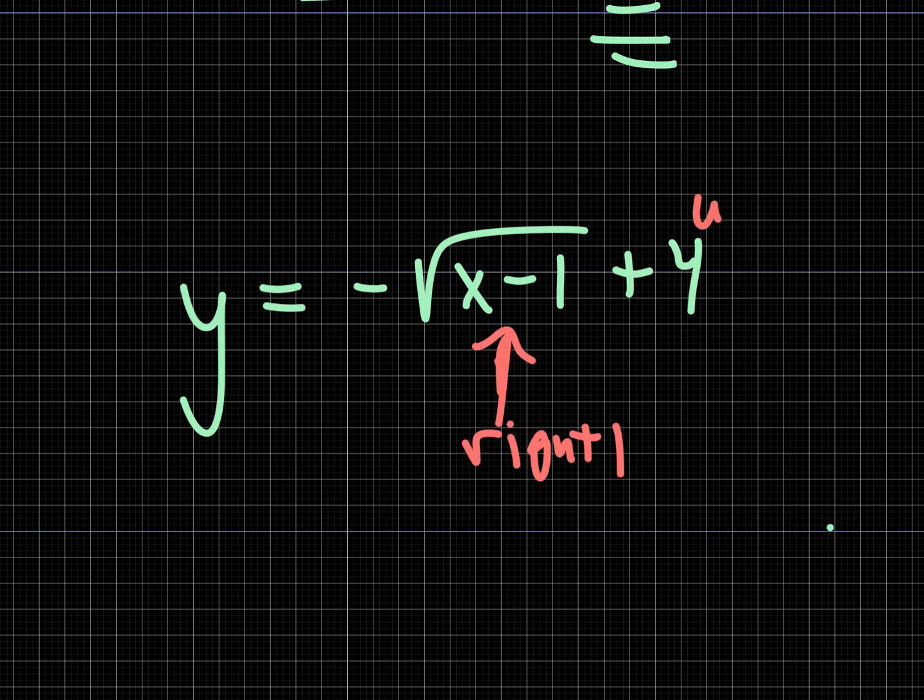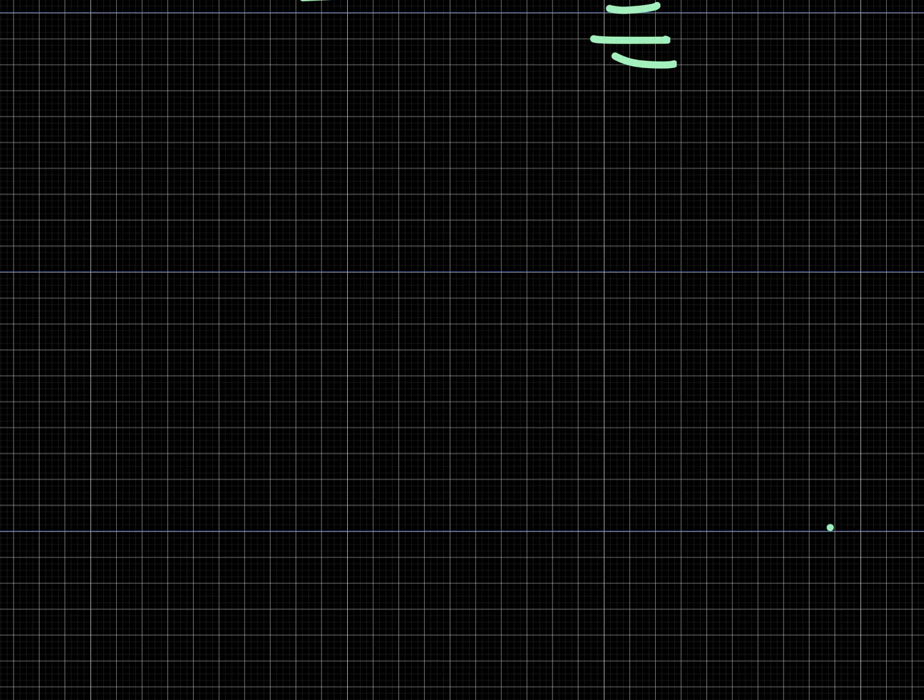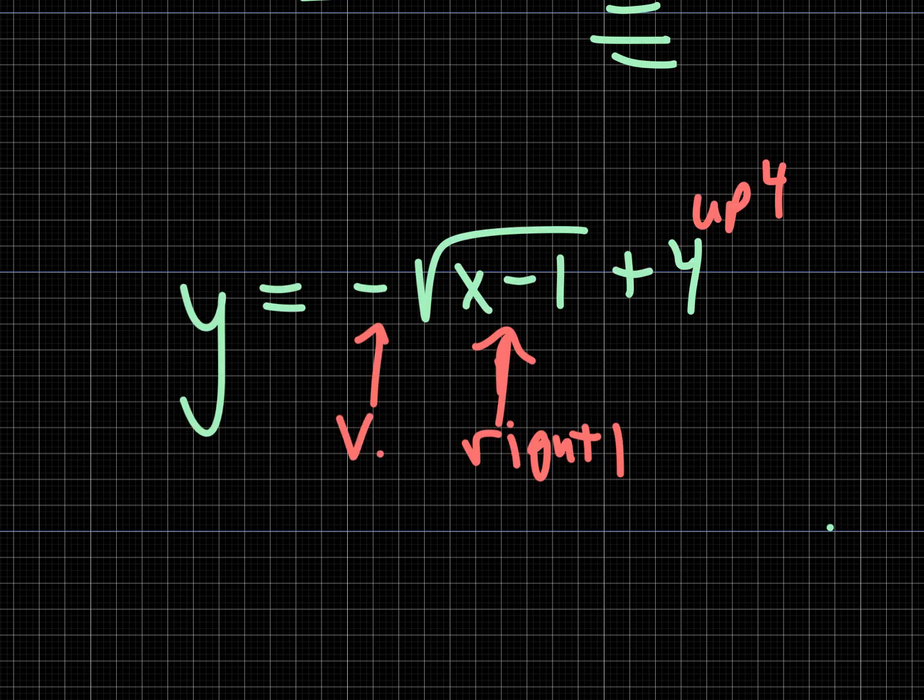Right 1, up 4. If you just said reflect, you got so close. Vertical reflect. Remember, it's high vo, horizontal if it's on the inside, vertical if it's on the outside. Okay. Cool.